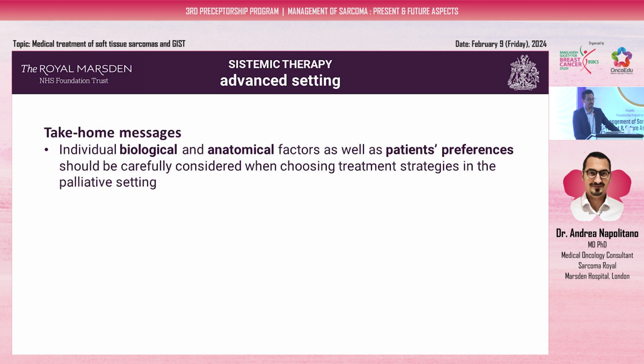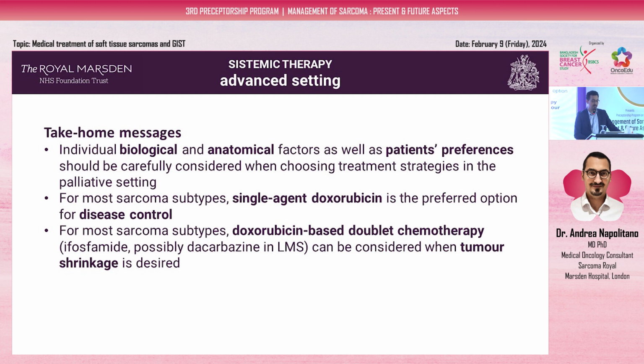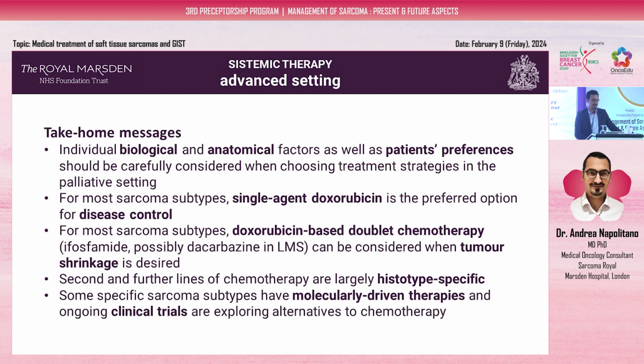So the take-home message from the advanced setting in terms of systemic therapy is that individual biological and anatomical factors, as well as patients' preferences, should be considered when choosing treatment strategies in the palliative setting. For most sarcoma subtypes, single-agent doxorubicin is the preferred option for disease control when your objective is to increase survival. And doxorubicin-based doublet chemotherapy with ifosfamide, or dacarbazine in leiomyosarcoma, can be considered when tumor shrinkage is what you decide. Second and further lines of chemotherapy are largely histotype specific, and some specific sarcoma subtypes have molecularly driven therapies, and ongoing clinical trials are exploring alternative chemotherapies.